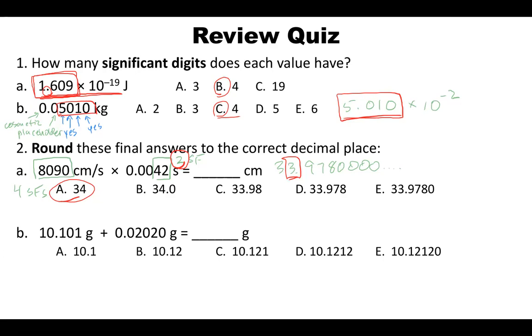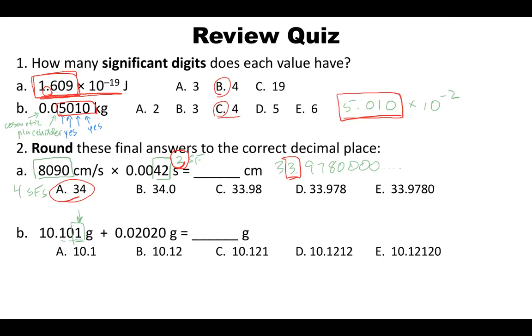For addition and subtraction, the rules are a little different. It's not a matter of identifying how many significant figures are in each of the values that I'm adding or subtracting, but where is the last significant decimal place for each of those values. So for my first value, 10.101 grams, I see that this last digit here is still significant. So notice that this is in the thousandths place, right?